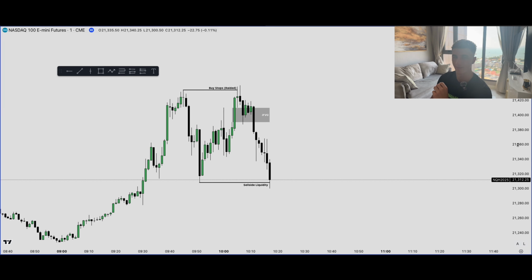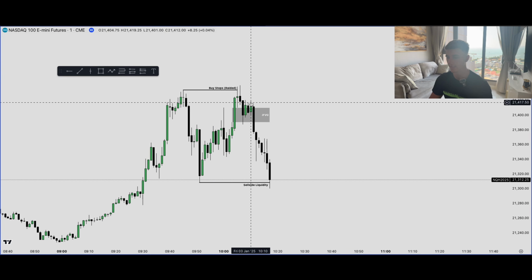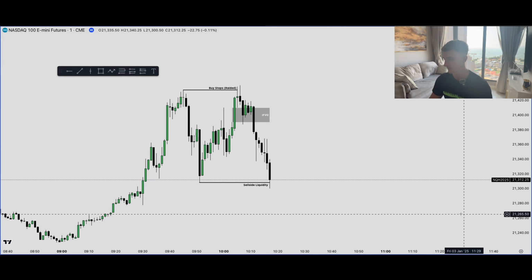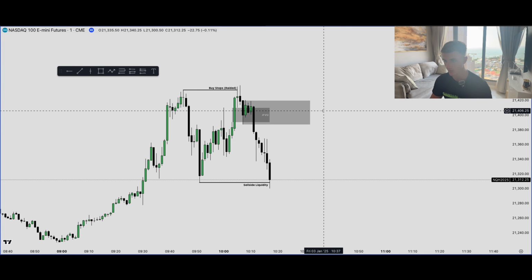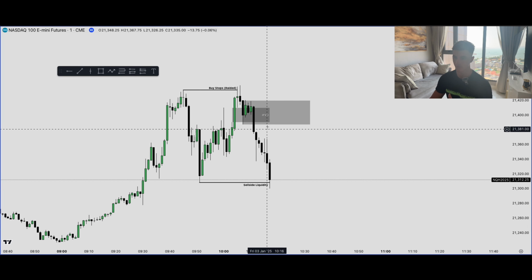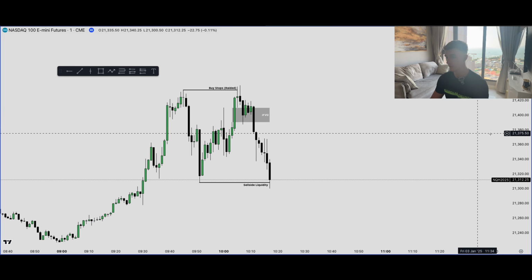Now, this is actually a very good example of a mitigation block also. However, the mitigation block never got tapped into. So as you can see here, you have that high followed by a low, followed by a failure swing high. Notice how this failed to take out this high, and then that lower low displacing through that low. And then you would mark out the lowest down close candle here, which would be your mitigation block. However, as you can see, price never retraced back into that mitigation. So this is not going to be an example, but I thought I'll just quickly explain it to you guys.